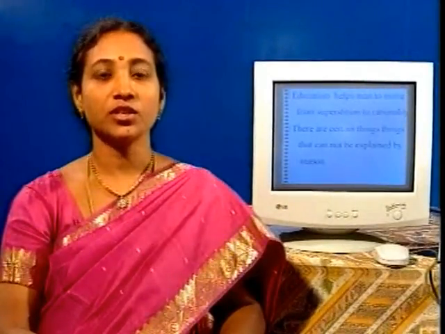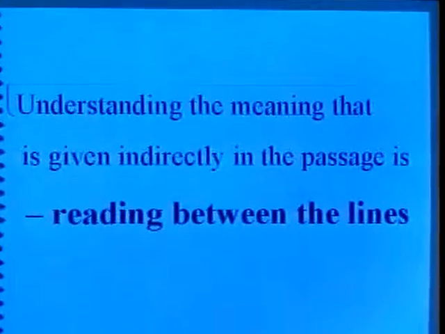Initially, in the second sample, the writer has conveyed his idea indirectly or he implied the meaning. Understanding the meaning that is given indirectly or that has been implied in the passage is called reading between the lines. That means, the writer has a purpose and he has an idea in conveying the message. Once we start reading, we should be in a position to understand what the writer wants to convey. This is called reading between the lines.